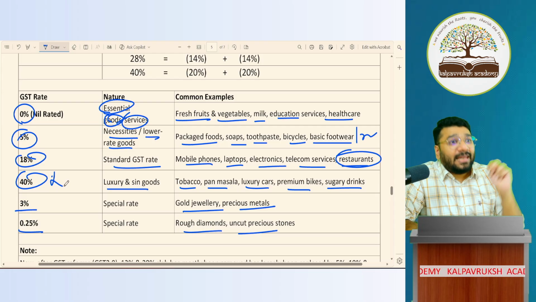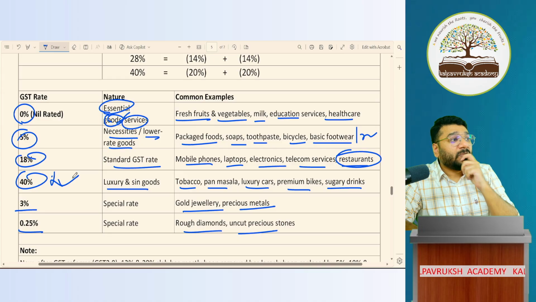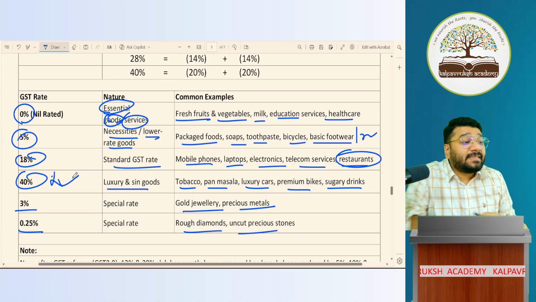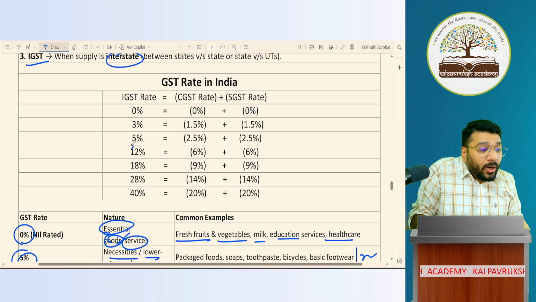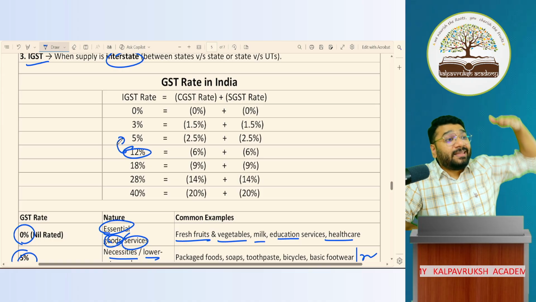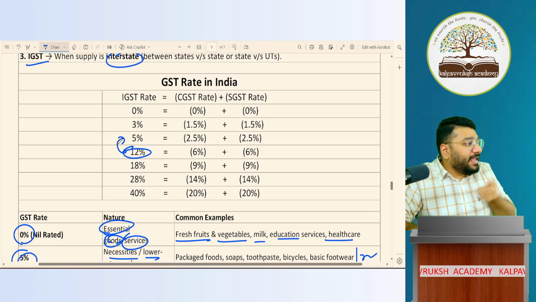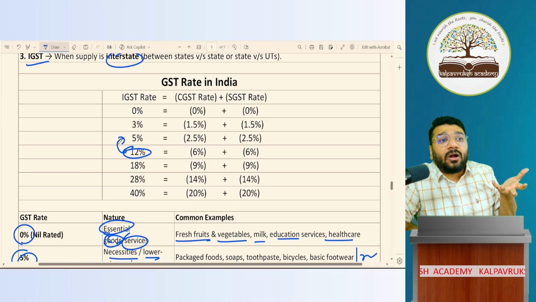புரியுதா? அதுல வந்து என்ன பண்ணாங்க அப்படின்னா 40% slab கொண்டு வந்தாங்க. What they removed: the 12% slab they removed. So what all came in 12%, no? Most of them got shifted to 5%, which means what? They did a rate cut, so that people will accept GST wholeheartedly. Got it, not got it?